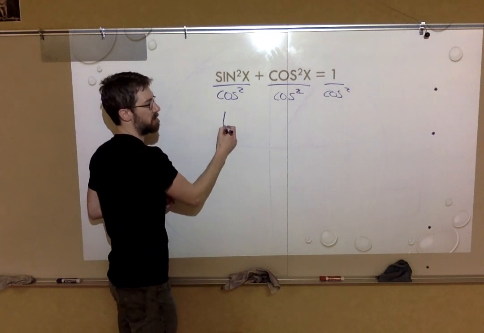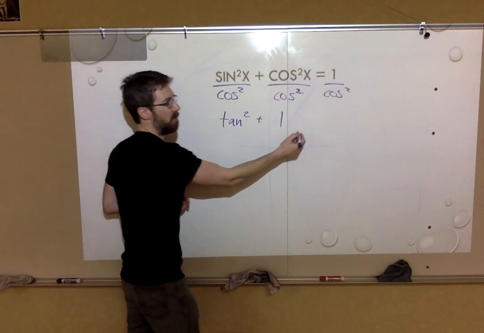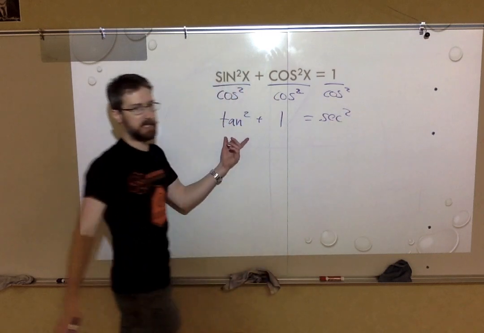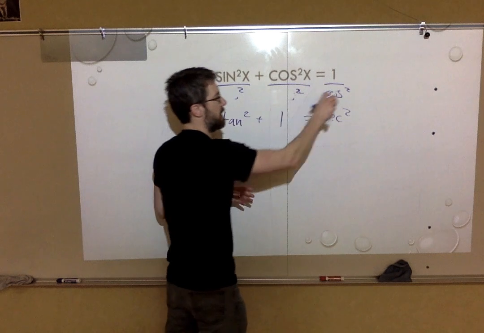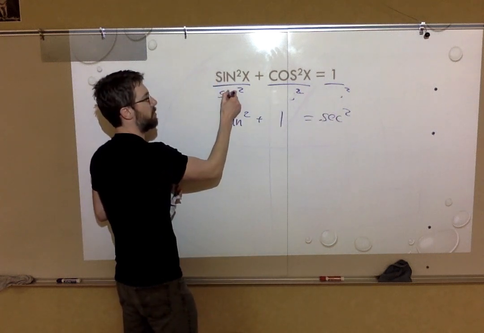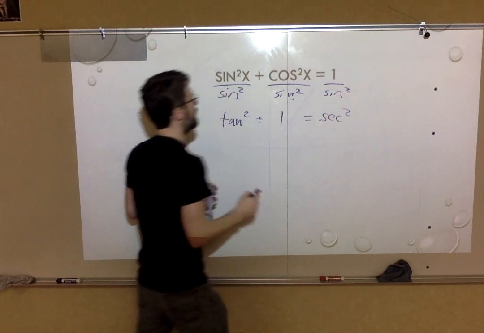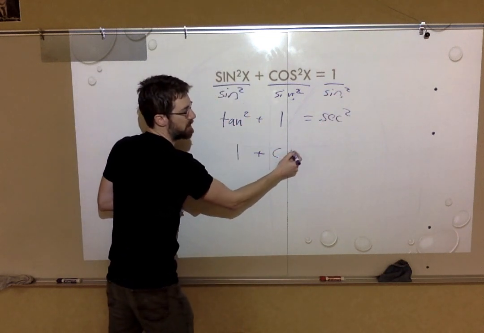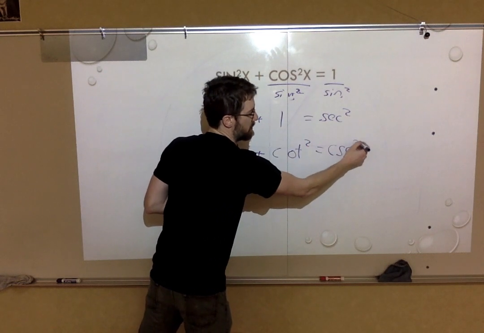Sine squared over cosine squared is tangent squared. Cosine squared over cosine squared is 1, and 1 over cosine squared is secant squared. Well, that's the Taylor Swift identity. If I do the same thing with sine, I get the Captain Crunch one. Sine over sine is 1, cosine over sine is cotangent, and 1 over sine is cosecant.